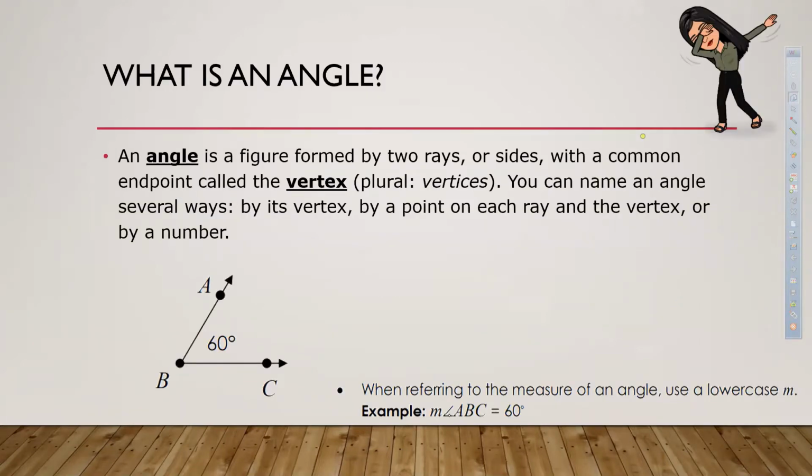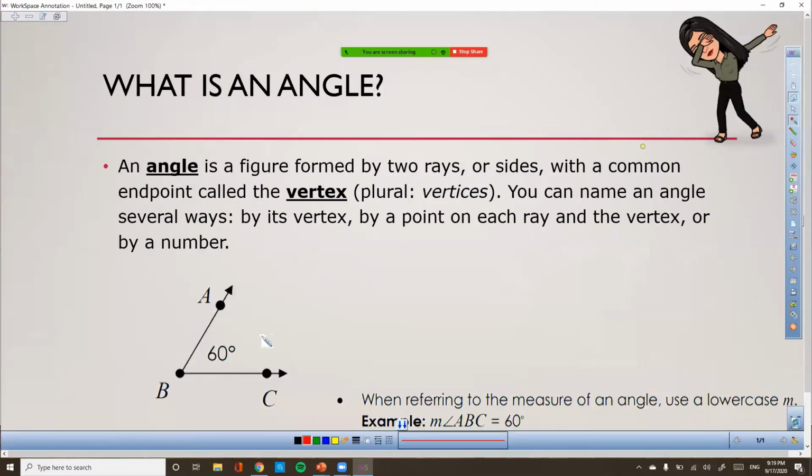It says here that an angle is a figure formed by two rays or sides with a common endpoint called the vertex. So in this case, as you can see right here, I have an angle. It was created by two rays connected by a common endpoint, which is this point right here, called the vertex. Or if we have more than one, it's called vertices.